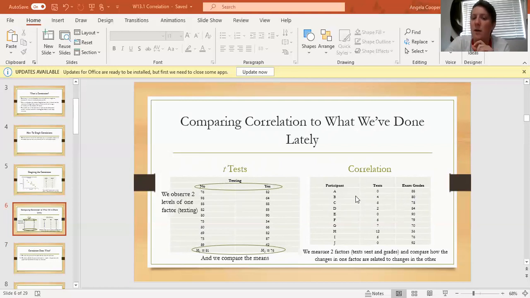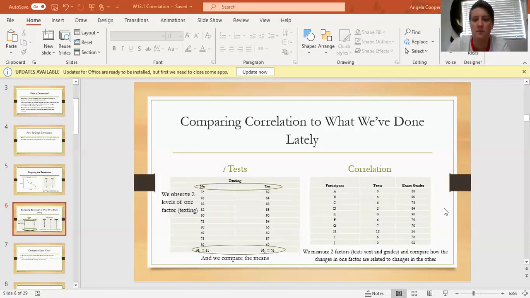So again, each row represents one person. I've just labeled the participants as A through J because we don't really ask names. That's not really confidential. We don't need their names for this. But we're measuring 2 factors or 2 variables, the number of texts they send in class and their exam grades. So you see participant A sent no texts during class and they got an 88. Participant B, 4 texts and an 80. C, 6 texts and 78, you'll see down the row.